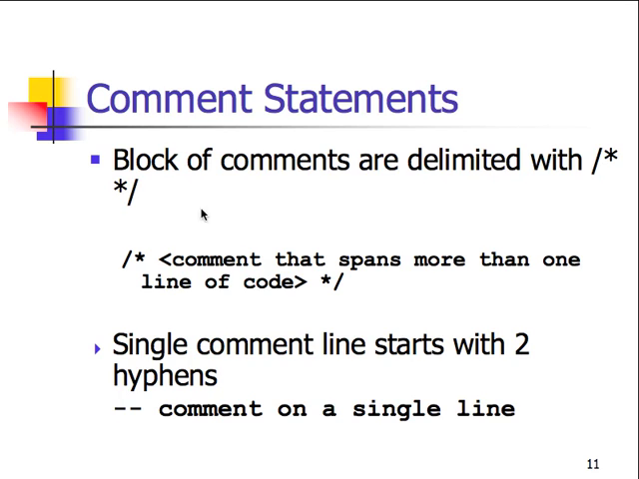Comments are just the same as the other languages that you're familiar with. The block of comments can be delimited using this old C notation. So we have comments that span more than one line, with the opening and the closing star and slashes, and then we have single-line comments that start with 2 hyphens. It's kind of like in C or C++ or Java, where we've got the 2 slashes that work together.